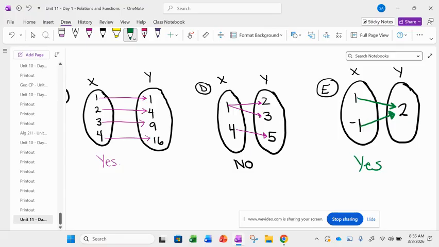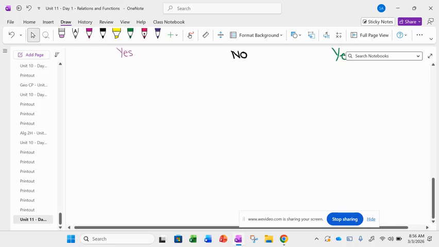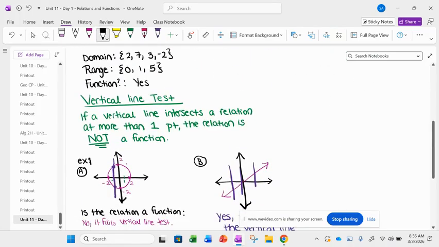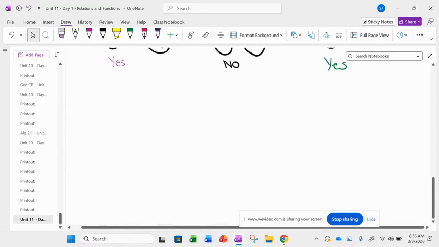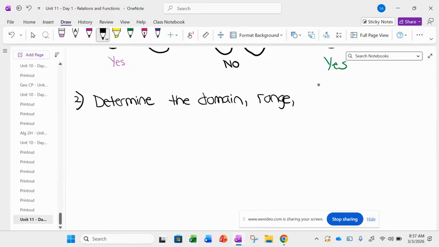Okay, so now I want us to, this was example 1. Example 2, I want us to determine the domain, range, and if the relation is a function.